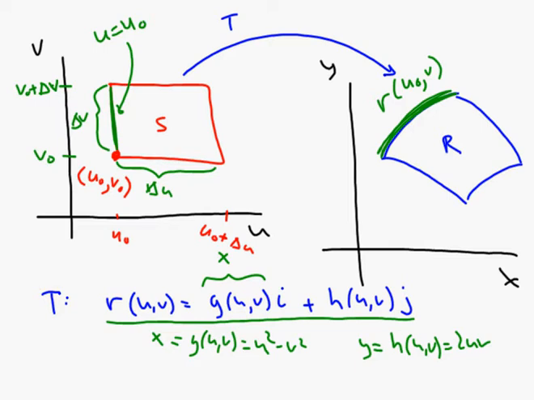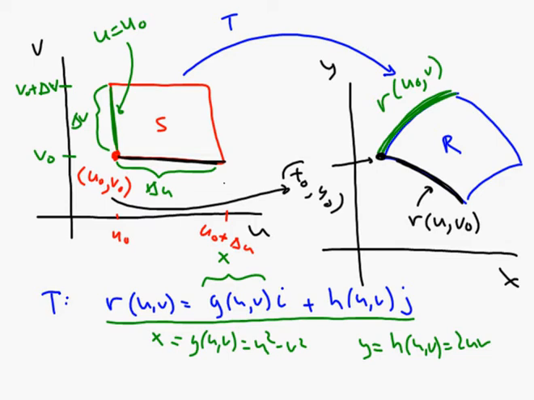In other words, we're plugging U0 into this vector valued function, and we're getting what X and Y look like. And in the same sense, if we think about this side of the rectangle down here, it gets mapped over to this position, and this side would have the vector valued function R of U comma V0. And for consistency's sake, we'll say that this point here has coordinates X0 comma Y0. And it's the image of U0, V0. That's what happened when we applied T to U0, V0.